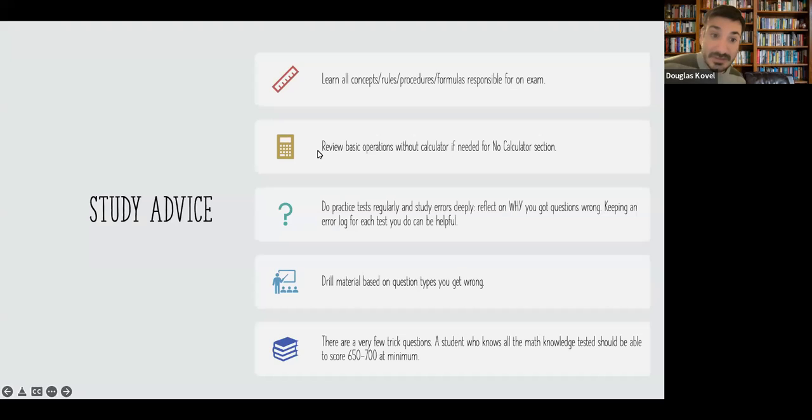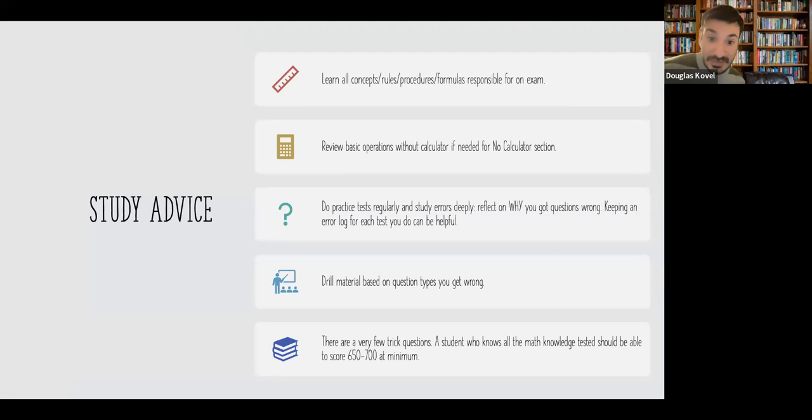The second piece of advice, if you feel like you're one of those people who's overly dependent on your calculator, you might want to review some basic operations without a calculator if needed for the no calculator section. So I often have students who set up equations perfectly and then they're not able to solve them without the calculator because they forgot how to divide fractions or something like that. So if you're a little rusty with that stuff, that's definitely something you want to review. Though I will say for the most part, the computations on the no calculator part generally tend to be pretty basic. They shouldn't usually be too time consuming, but occasionally they can be a little bit.